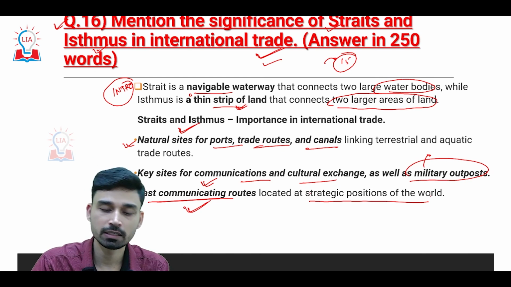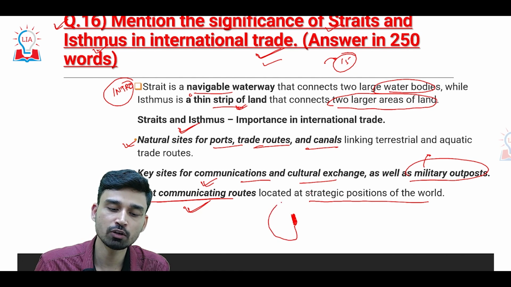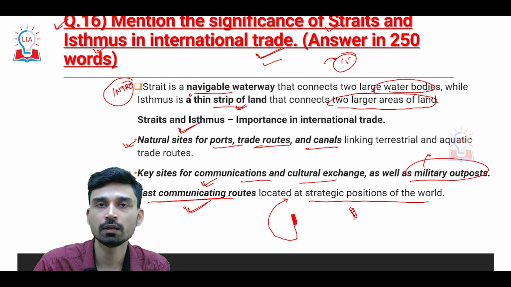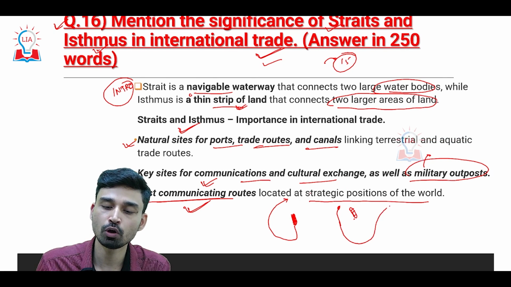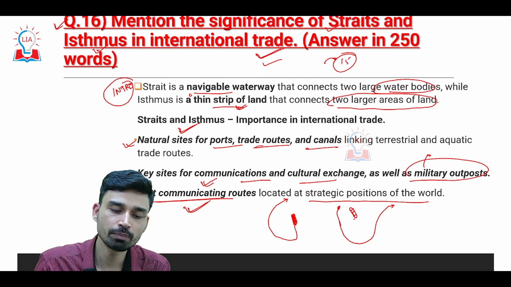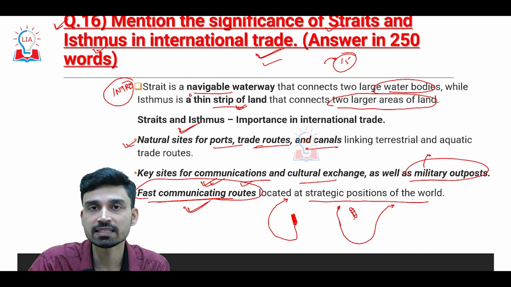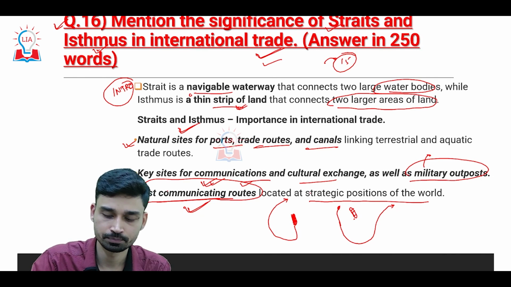Take the Isthmus of Panama as an example. Before it was developed, the distance between South America and North America was quite large. Similarly, before the opening of the Suez Canal, the whole trade route from Europe to Asia passed around the whole of Africa, so thousands and thousands of kilometers more needed to be covered. Due to the development of these straits and isthmuses, transportation distances between different parts of the world have been significantly reduced. That leads to a reduction in cost and a saving in time as well.